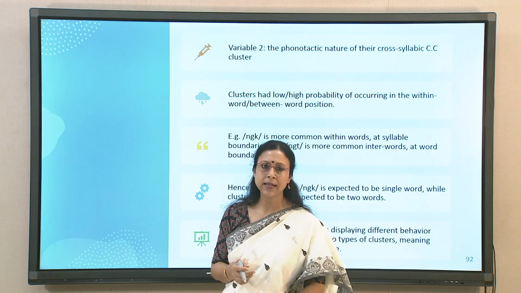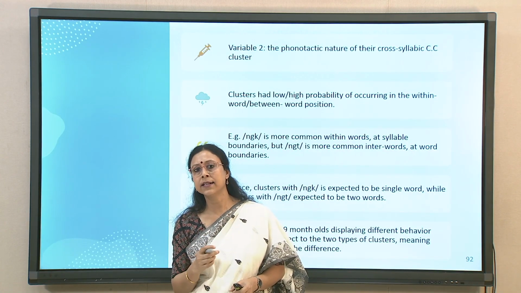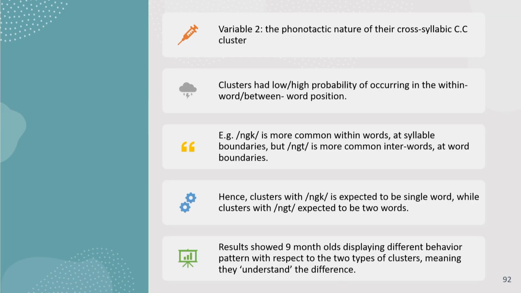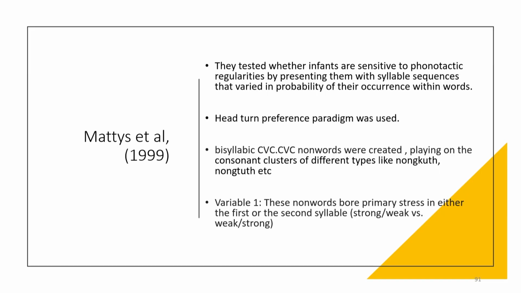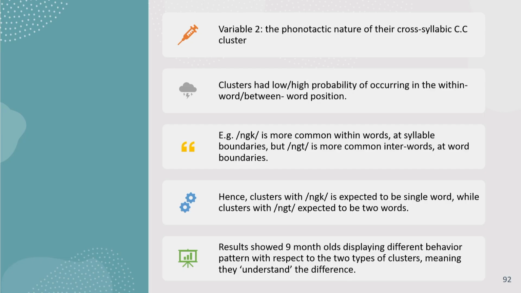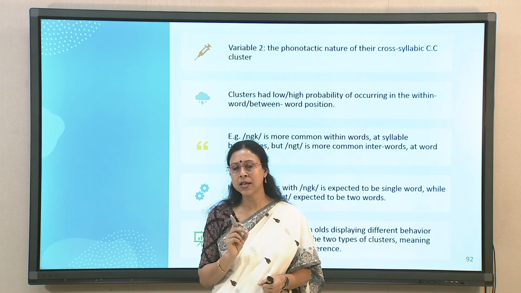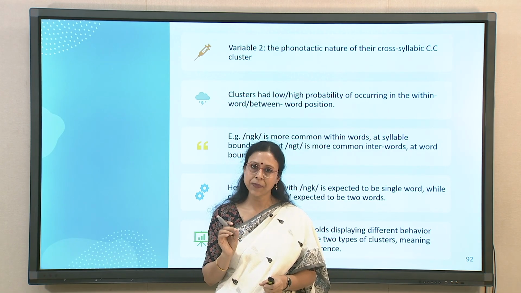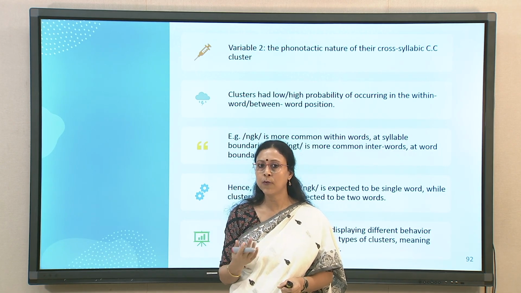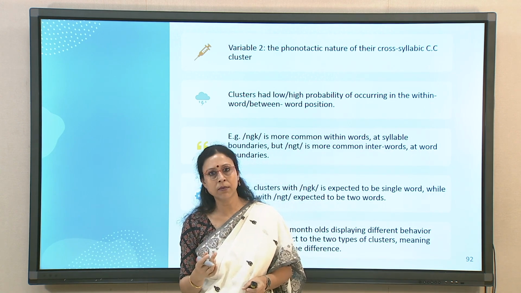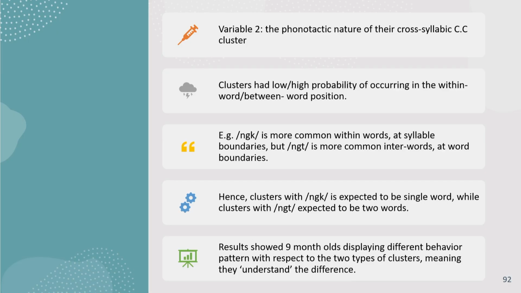The second variable that they tested was the phonotactic nature of the cross-syllabic CC cluster. So, you see CVC, CVC. This CC cluster coming in between was variable 2. By manipulating the kind of clusters, they wanted to see if this works to identify word boundaries. So, clusters had high versus low probability of occurring in either within-word or between-word position.